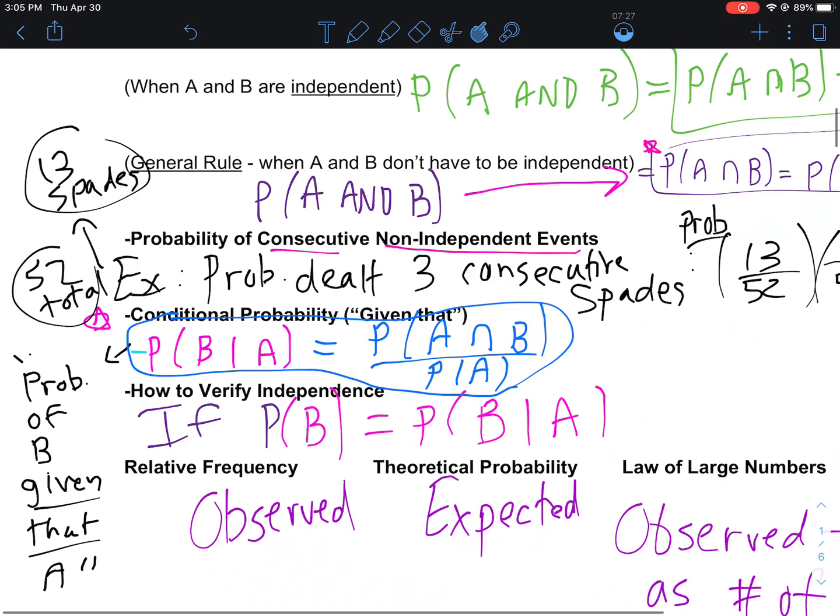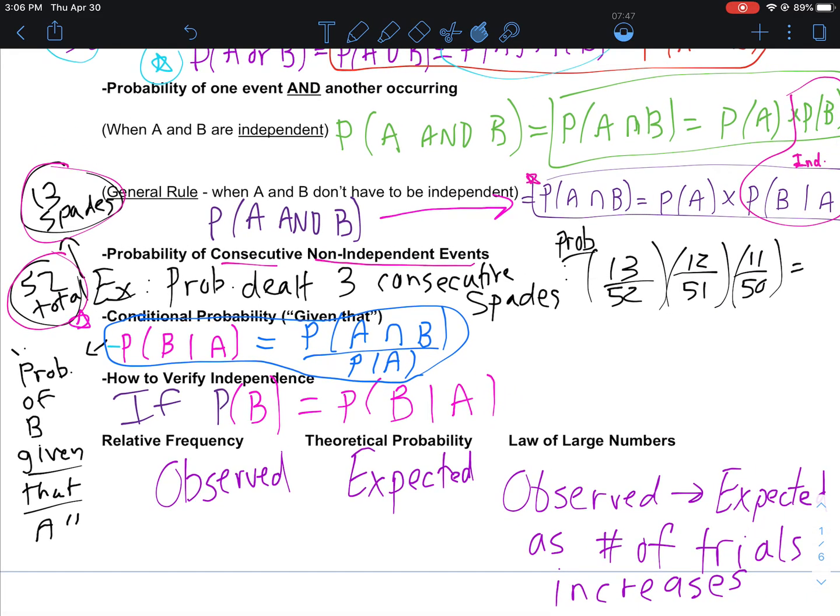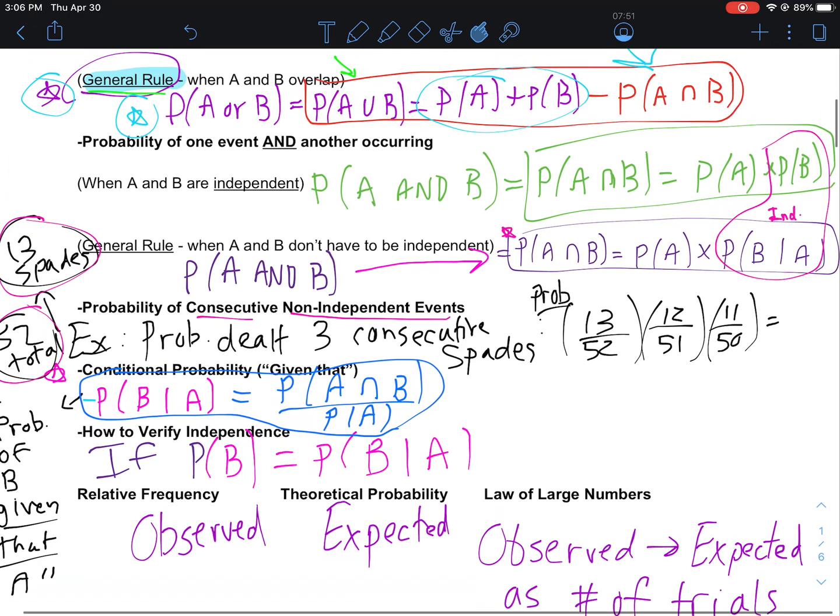So I keep referencing cards. Let's talk about it. If you're not familiar, and I doubt there will be anything like this on the AP test, they're not assuming you understand cards. They would have to tell you. They would have to say something in the problem like, in a deck of cards, there are 52 total cards, 13 of which are spades. Like they would tell you that. And then if that's the case, they're asking what's the probability you are dealt 3 consecutive spades.